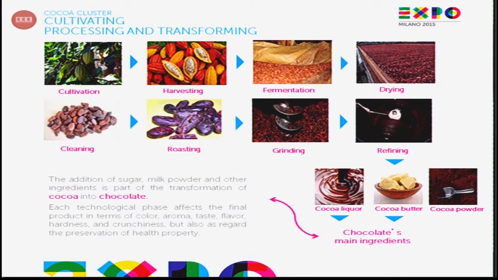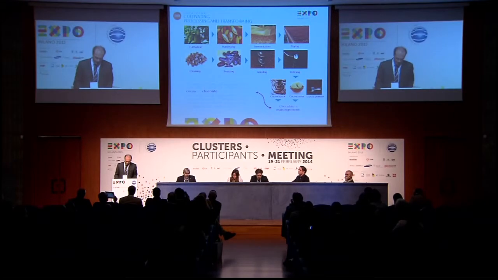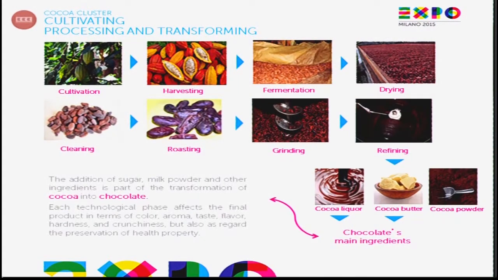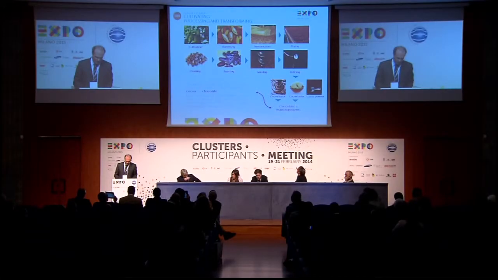Then, according to the chocolate type, the following ingredients must be added: sugar, milk powder, emulsifiers, flavored nuts, and dried fruits. The processing of chocolate up to final products is made of the following steps: blending and mixing of the ingredients, refining and conching. During these phases, the product is sweetened and fattened, and all of these phases will be explained to the visitors. Each technological phase affects the final product in terms of color, aroma, taste, flavor, hardness, and crunchiness, but also as regards the preservation of the health properties. That is the next chapter in this journey.